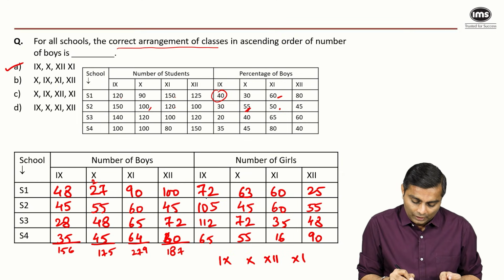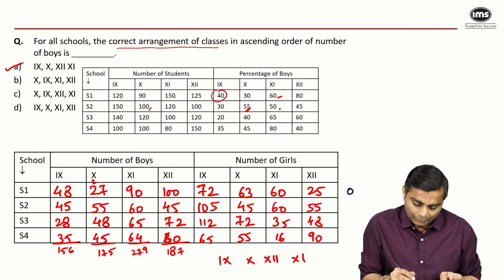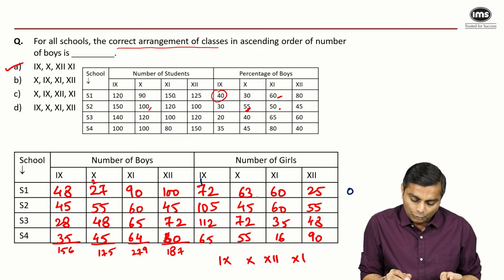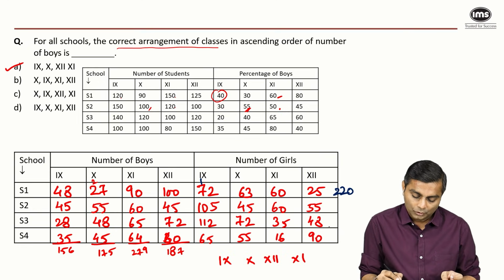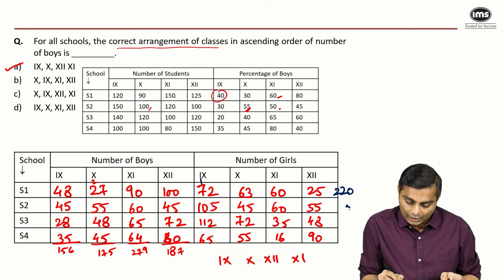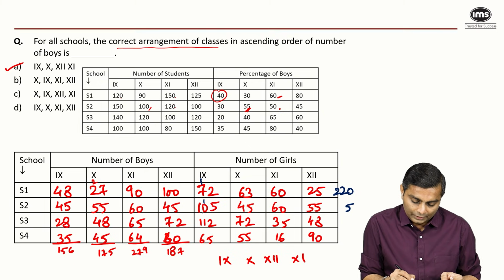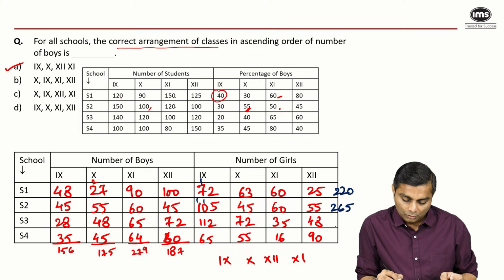Okay, so 72, 63, 60 and 5. So 2 plus 3, 5 and 5 is 10 with 1 carry. So 8 and 6, 14, 14 and 6, 20 and 22. So 220 is the total here. 5 plus 5, 10, 10 and 5, 15 with 1 carry. So 1 plus 4, 5, 5 and 6, 11, 11 and 5, 16 with 1 carry, 2. Yeah, so 265 is the total here.